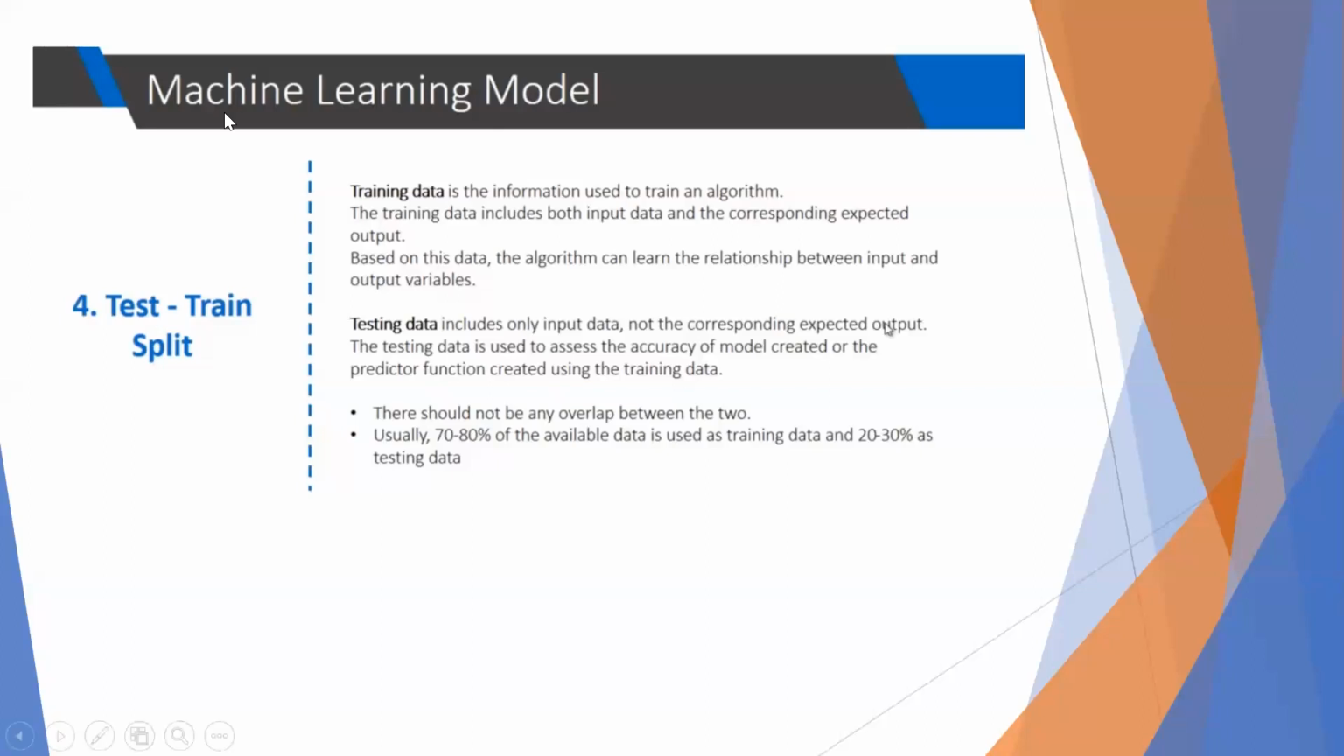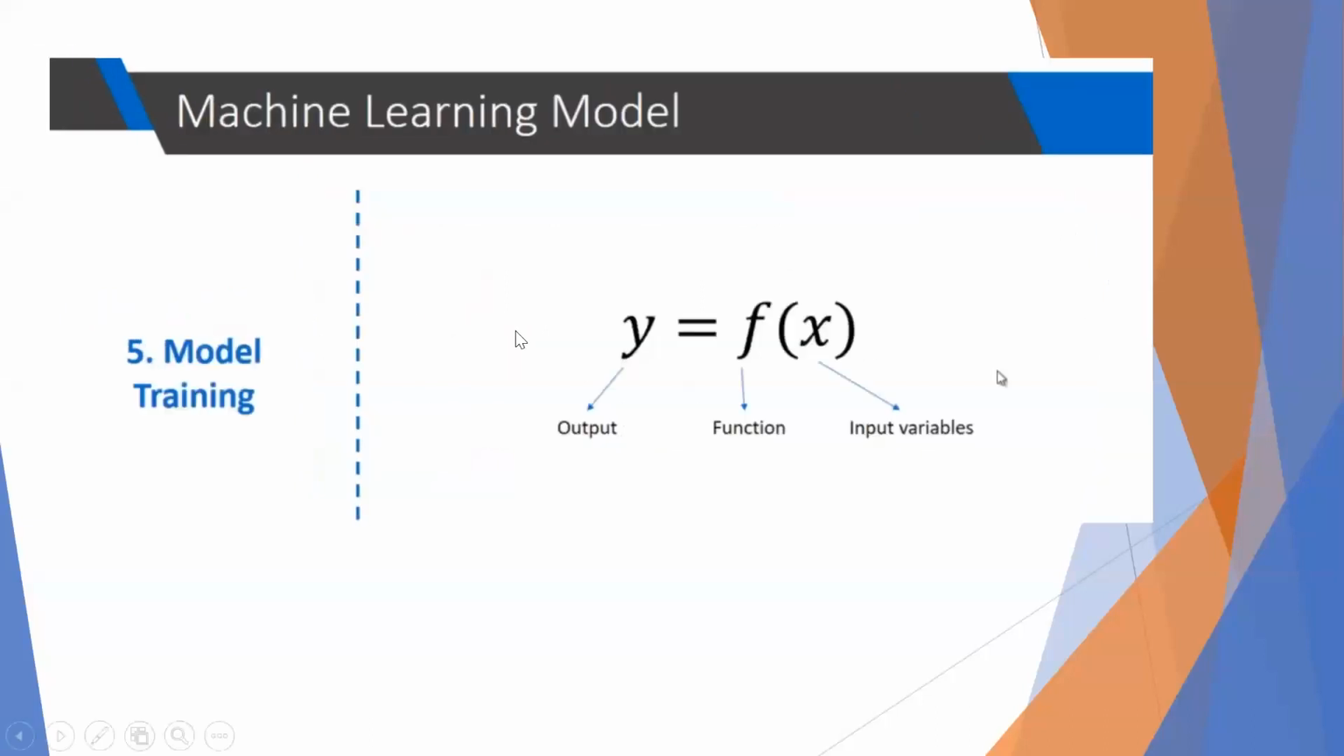The maximum data we will choose for the training part, and some amount of data we will select for the testing part, so that when we test our data, we will find out how close we are to the actual results and how accurate our model is. So this is basically the mathematical model that we use for regression purposes. So y is equal to f(x). f(x) is the function that will be able to calculate the output for us.